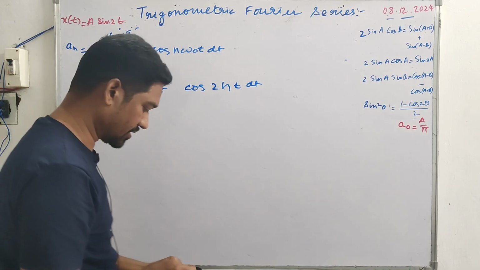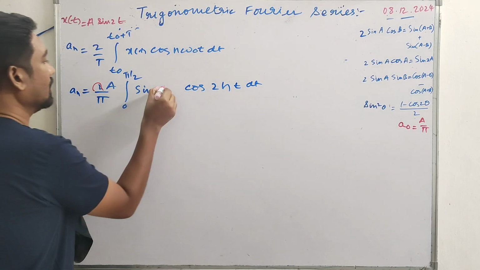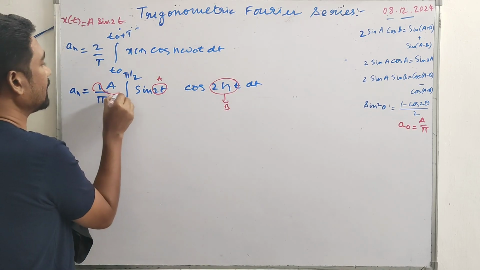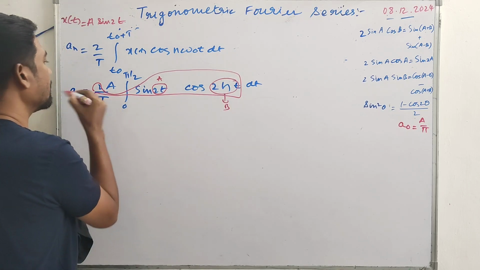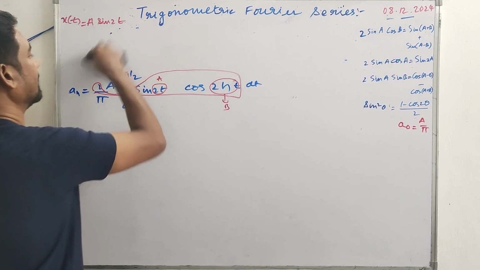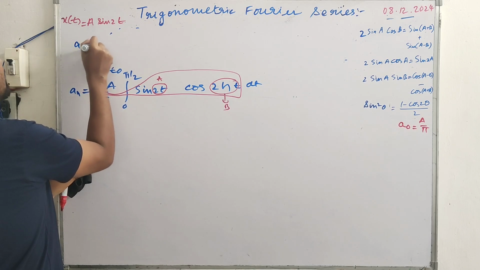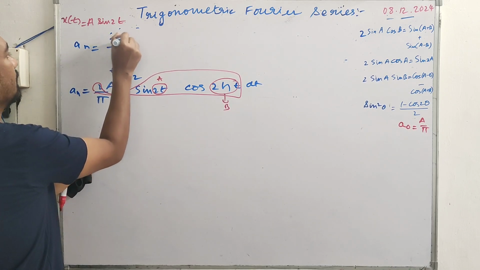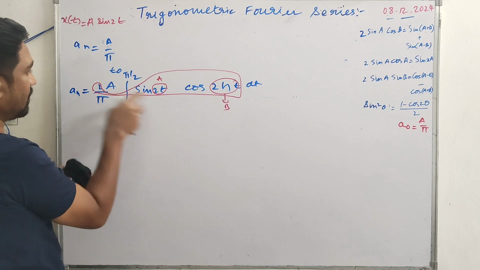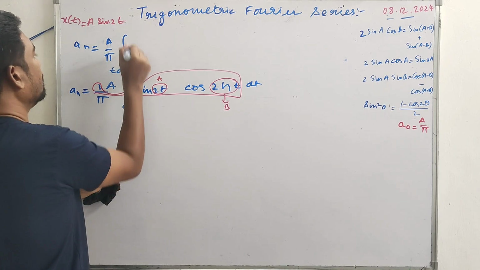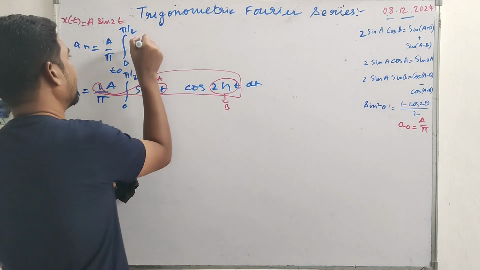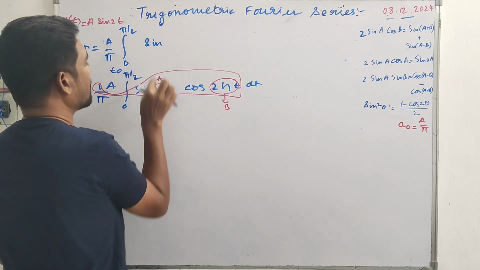If you watch carefully, we have a trigonometric identity in this expression. This is a, and this 2nt is b. Now we have 2 times sine a cos b, a trigonometric identity in this expression. So if that is the case, a n will be equal to, reducing that to its trigonometric identity, a by pi, the 2 disappears along with sine a cos b. The integration is from 0 to pi by 2, and 2 sine a cos b is sine a plus b plus sine a minus b, isn't it? So the first term will be sine a plus b.